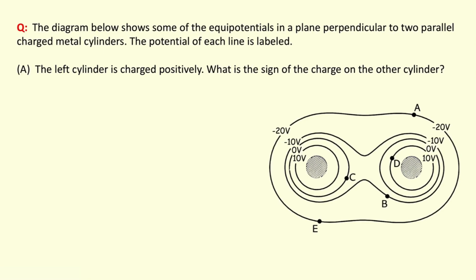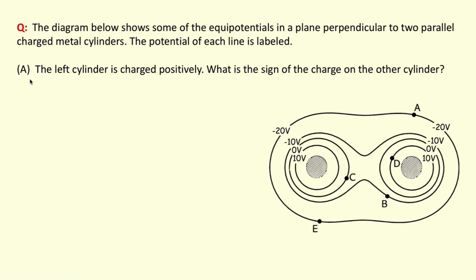The diagram below shows some of the equipotentials in a plane perpendicular to two parallel charged metal cylinders. These ones, this and that. The potential of each line is labeled, these numbers.